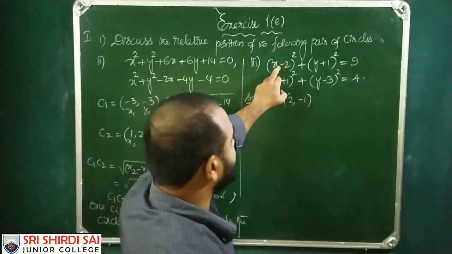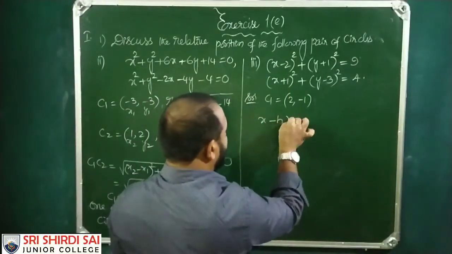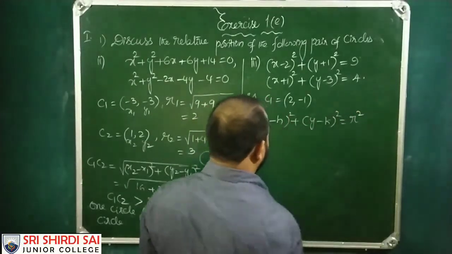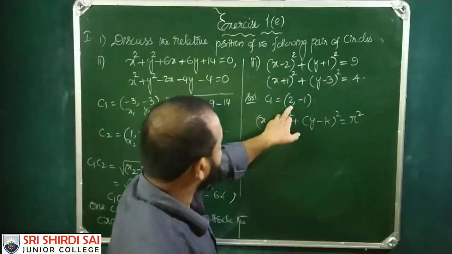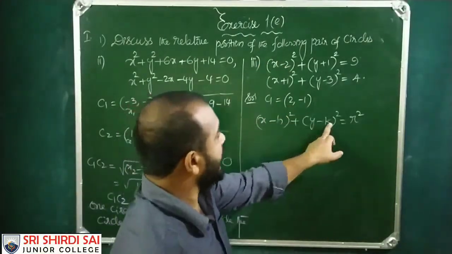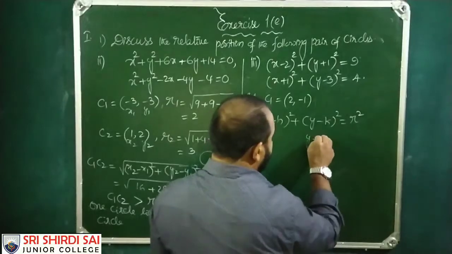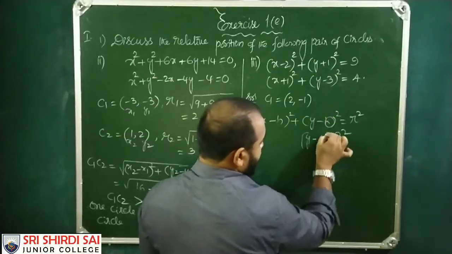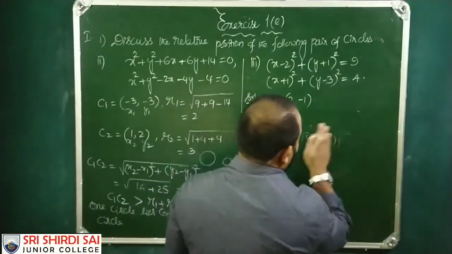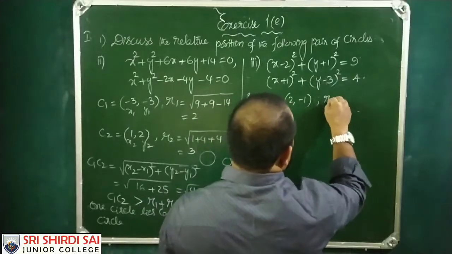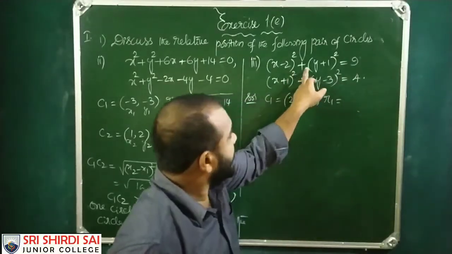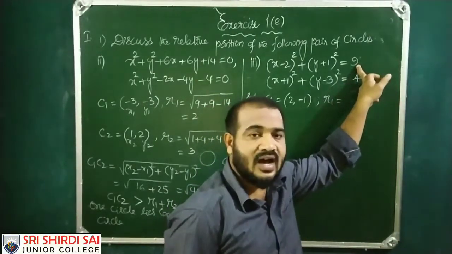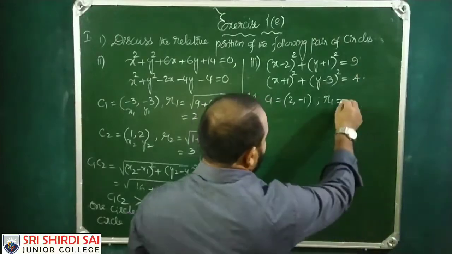This should be compared with (x minus h) whole square plus (y minus k) whole square equals to r square. So in the place of h we have 2. And y plus 1 can be written as y minus of minus 1, so in the place of k, minus 1. So that is the center. And what is the radius? R square is equal to 9, R is 3. So R1 is 3 here.